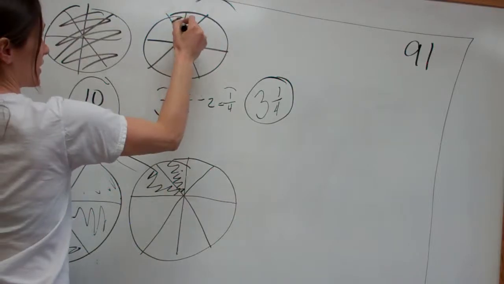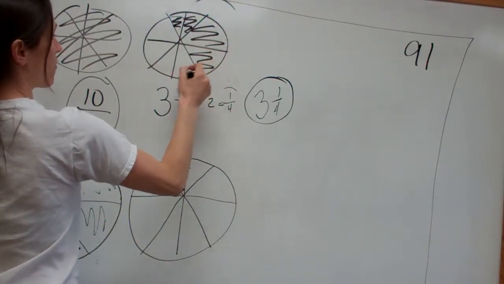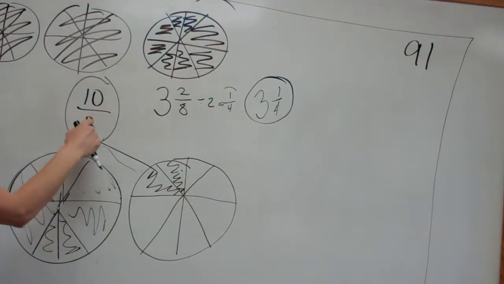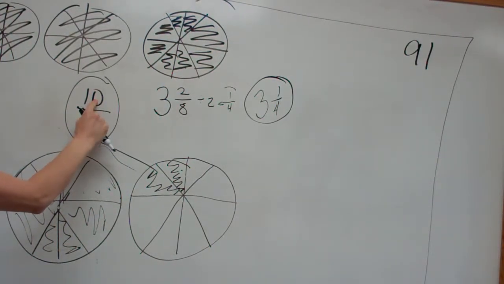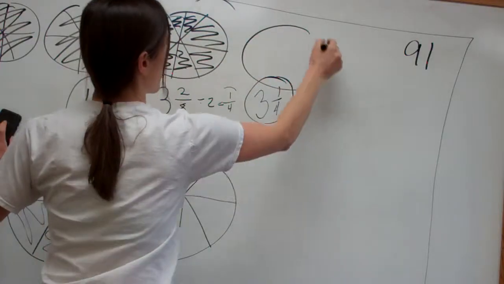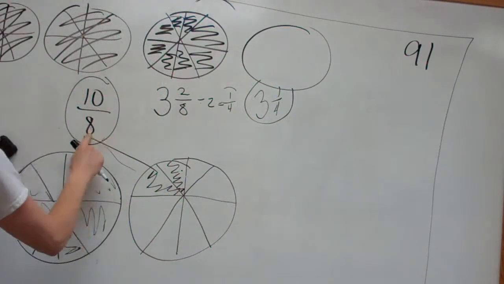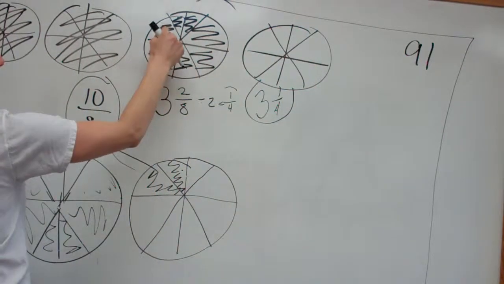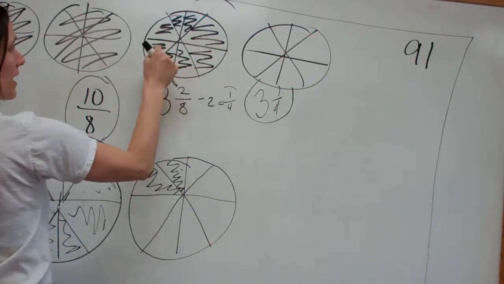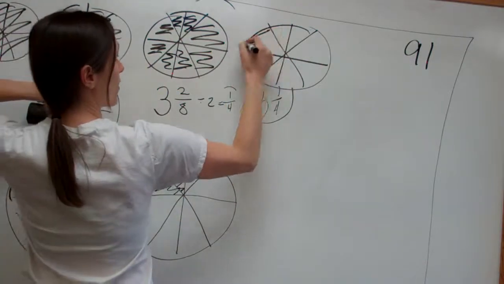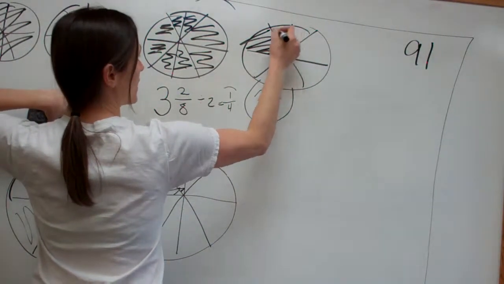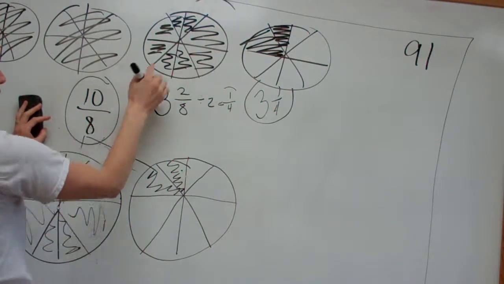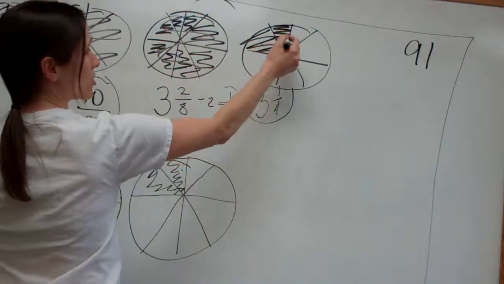I'm going to fill in 1, 2, 3, 4, 5, 6, 7, 8. But that didn't give me 8 out of 8. I need 10 out of 8. So I have to draw a whole other one. Okay, and how's it broken up? Into 8s. Okay, and so I did 1, 2, 3, 4, 5, 6, 7, 8. And I need 2 more. 9, 10. So, 10/8 is really 1 whole and 2 more.